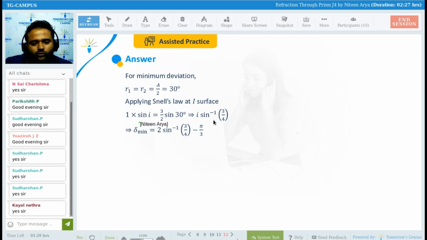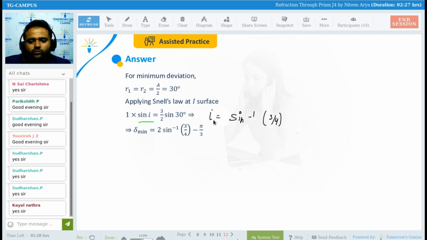Applying Snell's law at the first surface, 1 into sine I equals 3 by 2 into sine 30 degree, and I equals sine inverse 3 by 4. Something is missing here. I can note it down for you guys. Angle of I equals sine inverse 3 by 4. Okay. And then the angle of minimum deviation is 2I minus A.